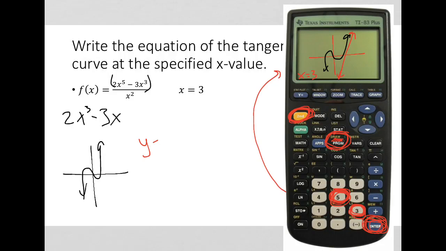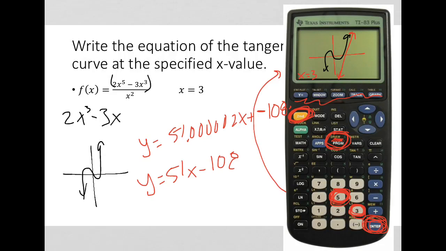My calculator says y equals 51.000002 or something like that, x. Then it says plus negative 108 point something. It's trying to say y equals 51x minus 108, but for whatever reason, it's not quite able to get it out. But that is how you should interpret it.